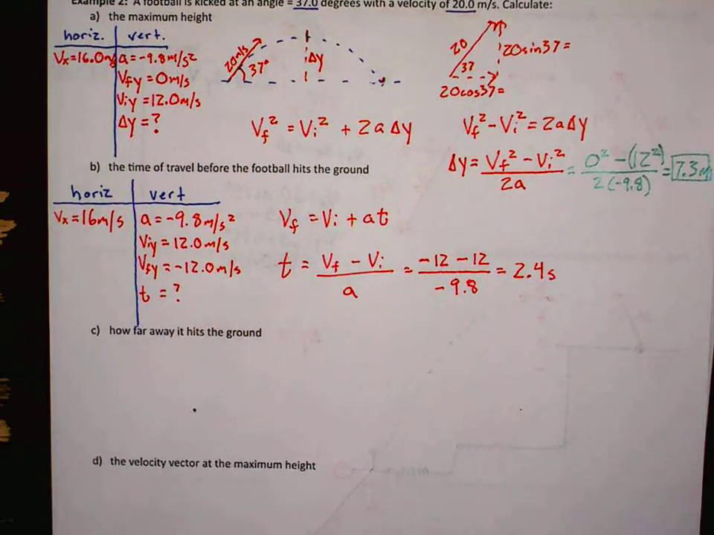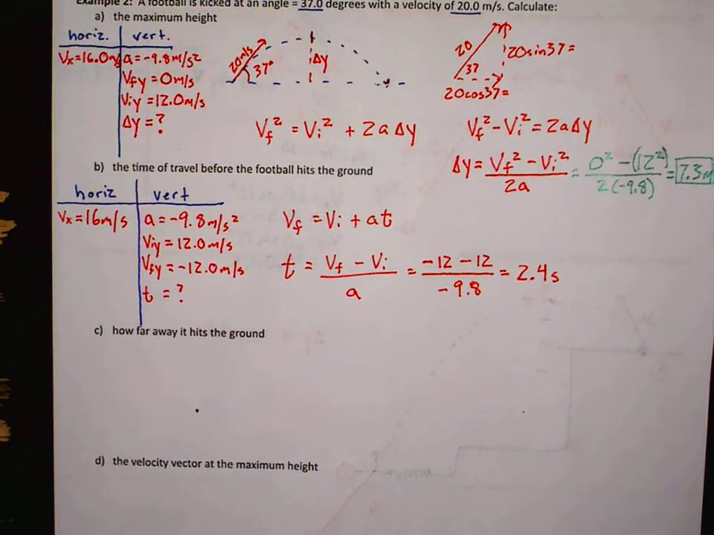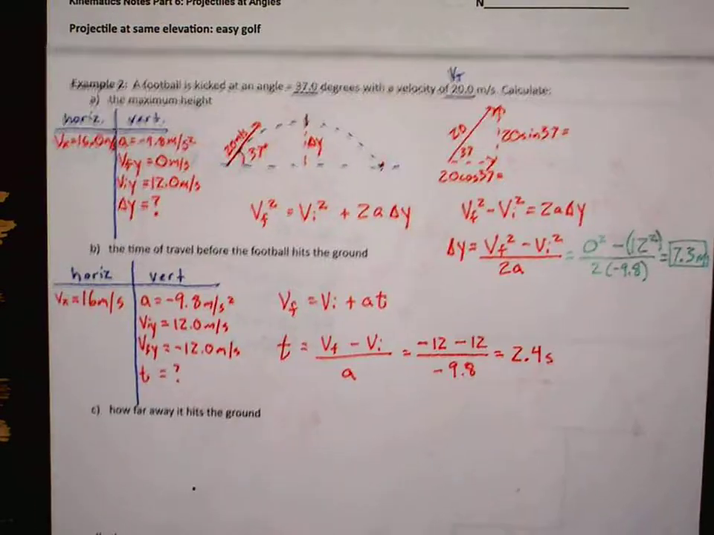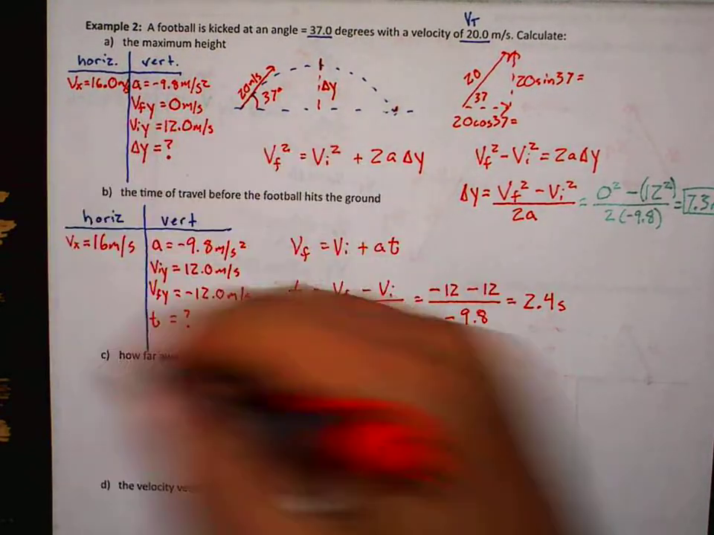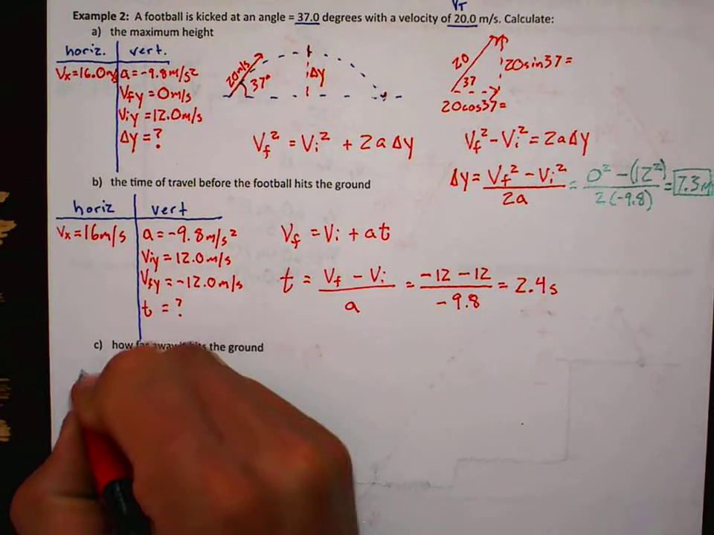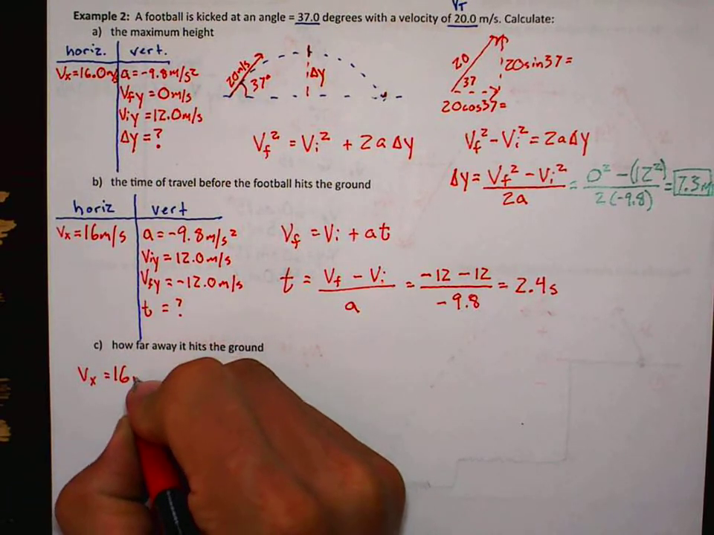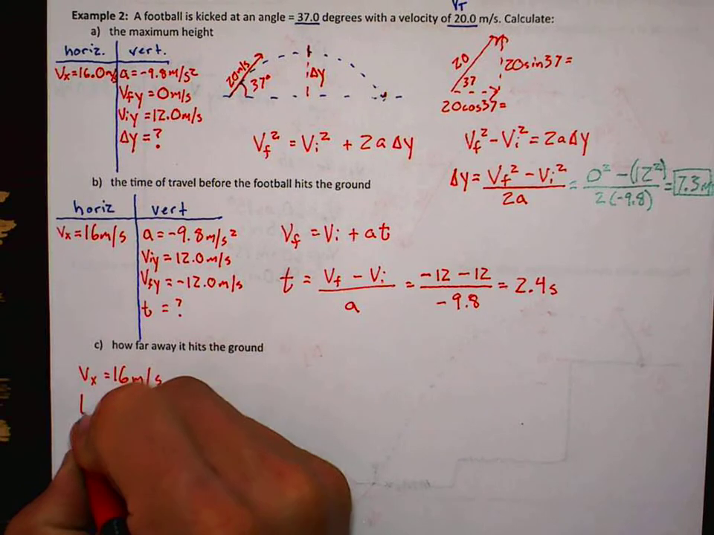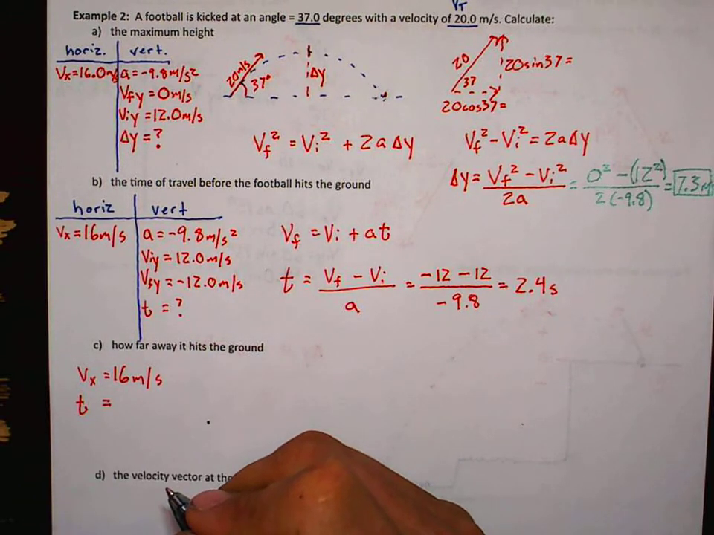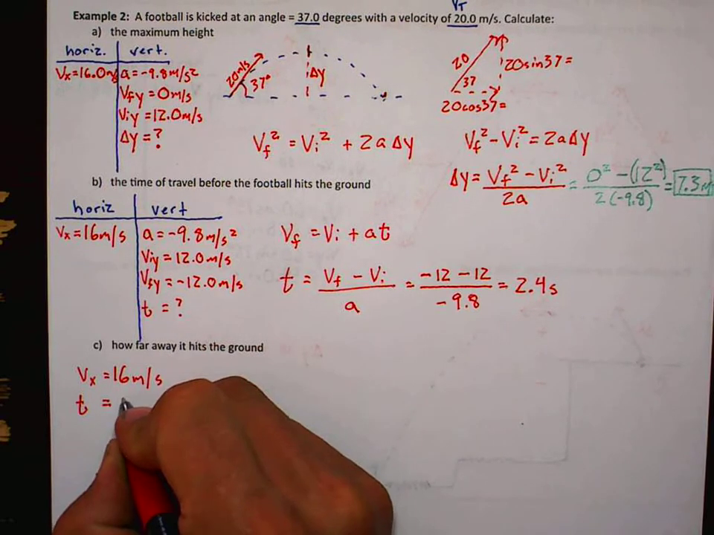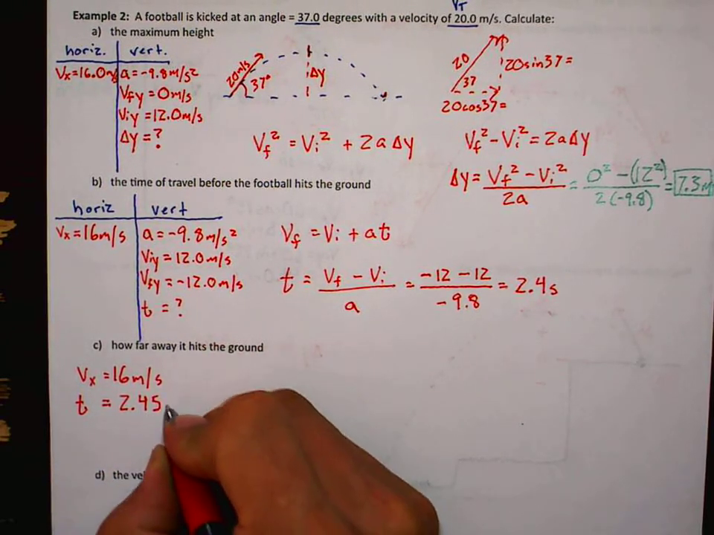All right. Okay, how far away does it hit? Okay, now what direction are we talking, X or Y? We're talking X direction. I'm not going to redo a whole chart. I'm just going to say this. I'm going to say Vx equals 16. My time, I'm going to keep a little bit of accuracy here. I'm going to say 2.45 so it doesn't throw my answer off too much.